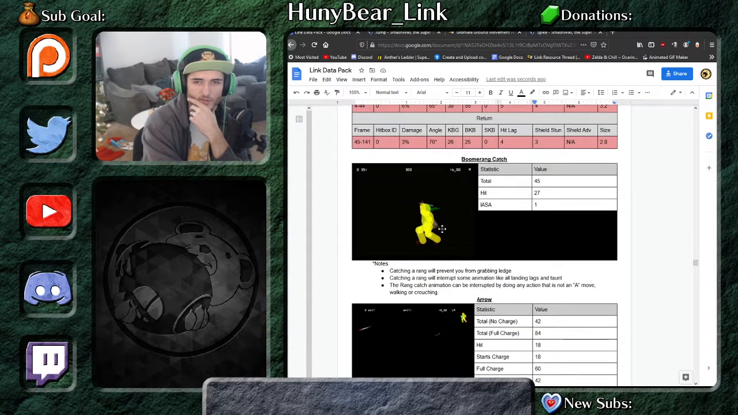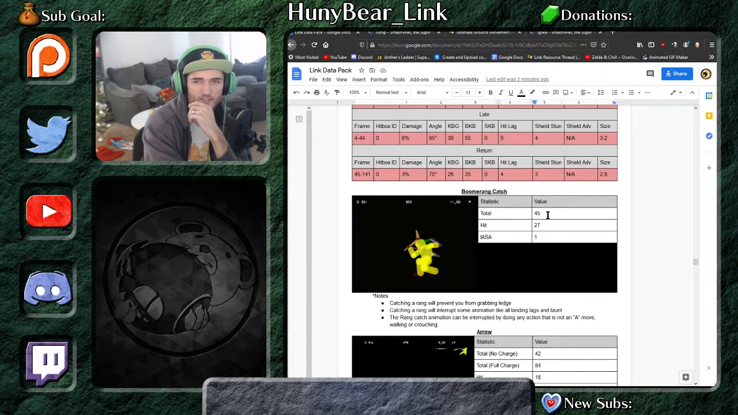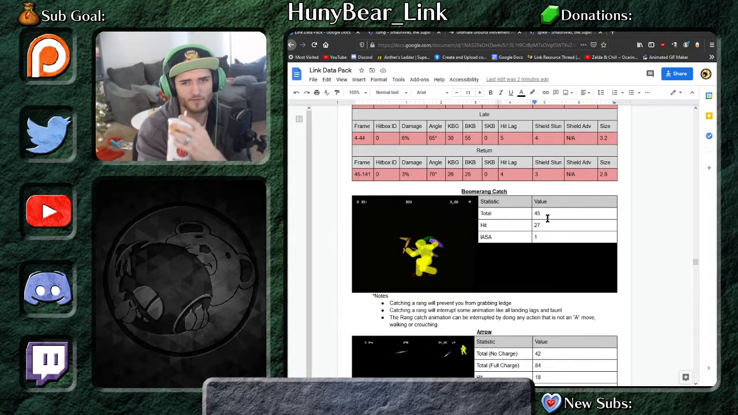Boomerang catch cancels a whole lot of animations. I think there's a list of them up here potentially. No. Oh well. Yeah, catching your boomerang, it'll interrupt your stand, your jump squat, your crouch. It'll interrupt all of your landing lag, your wavedash lag, which is how you get like 20 grounded actionable ledge intangibility. So you get a lot of really cool stuff off of boomerang.